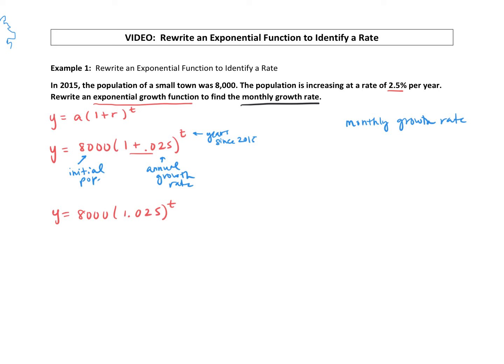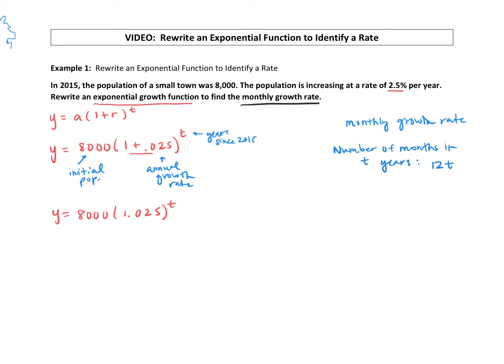So how do we manipulate this so that we can look at this in terms of a monthly growth rate? What we're going to think about is the fact that there are 12 months in every year. So how many months are there in t years? If it's 2 years, that's 24 months. If it's 3 years, that's 36 months. So if we don't know how many months, and we're just trying to set up a formula we can use for any number of years, the number of months is going to be 12 times our number of years. 4 years has 48 months.